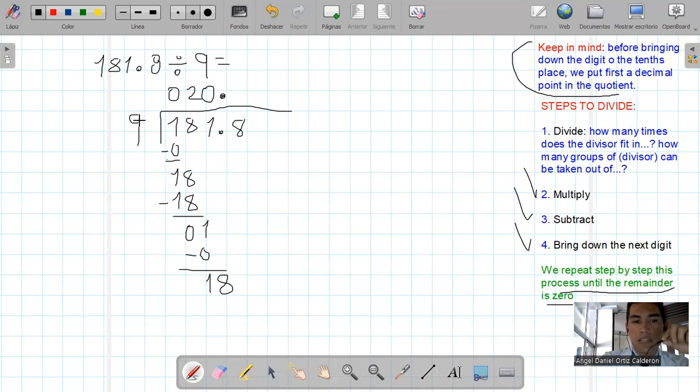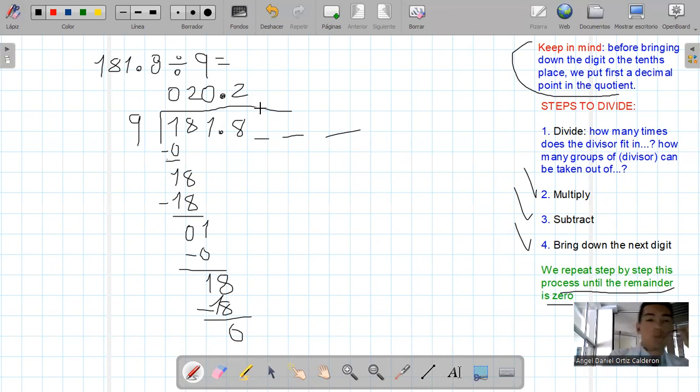Now, how many times does 9 fit in 18? Exactly 2 times, because 2 times 9 equals 18. And the subtraction, which is the third step, is 0, right? I have to bring down the next digit. What is the next digit? We don't have any number right here. The remainder is 0.